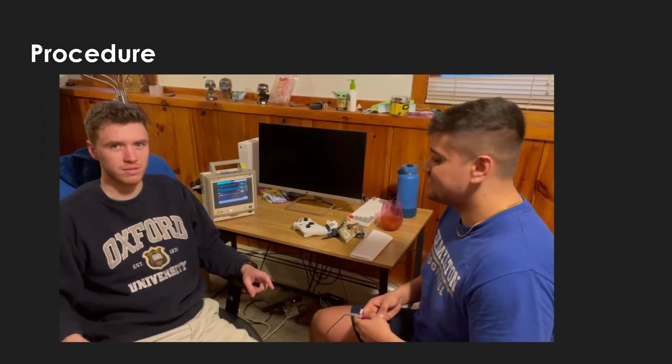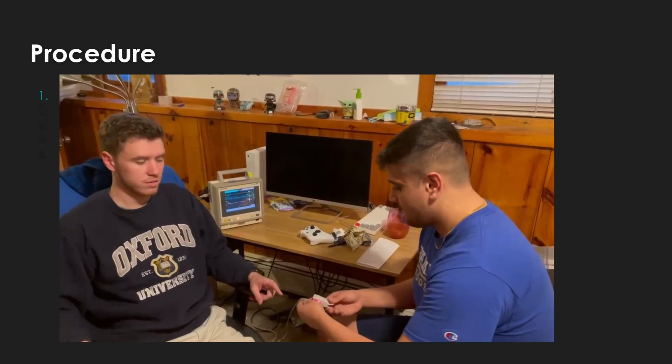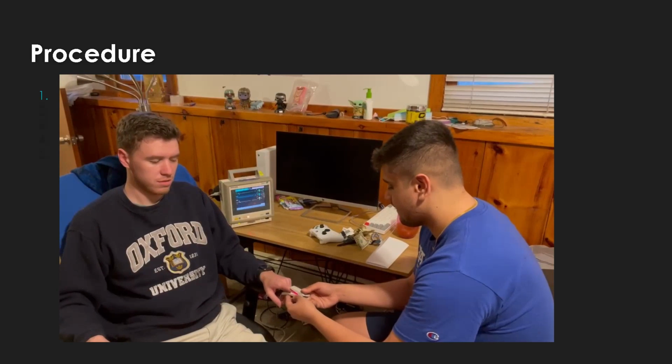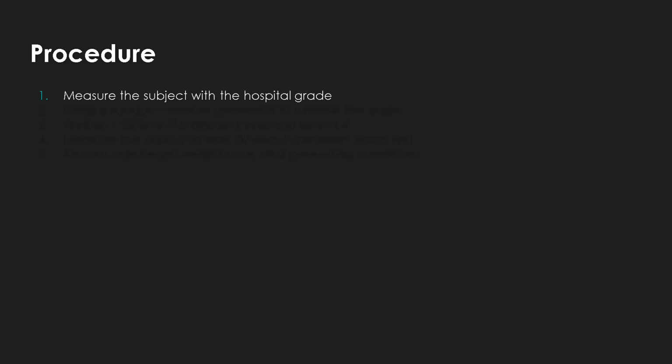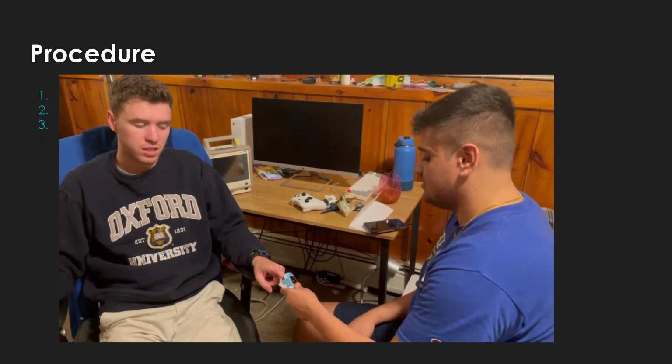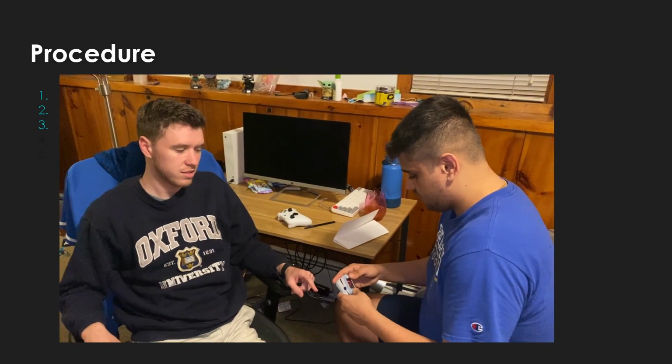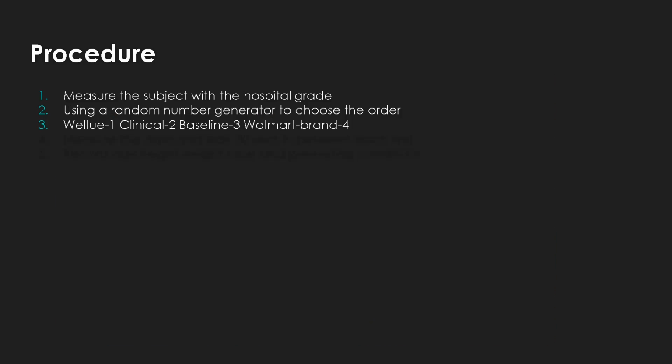Our procedure is as follows. The first step was to measure the subject with the hospital grade pulse oximeter, as this was the baseline data we used to compare to the rest of them. The second step was to use a random number generator to choose the order we were going to use the pulse oximeters on each person. We had the following for the numbers when using the random number generator. WellU was number 1, Clinical was 2, the baseline was 3, and 4 was the Walmart brand one.